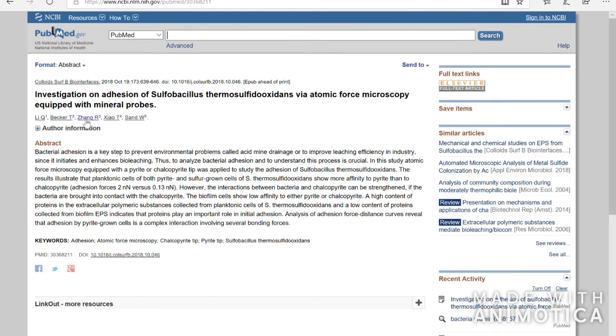So, investigation of adhesion. Adhesion means sticking to something, in this case this kind of bacteria. You don't need to know what it is exactly. It's just a certain kind of bacteria, studied via atomic force microscopy. So they investigated adhesion via this procedure, atomic force microscopy equipped with mineral probes. That is the procedure that they used, and I guess they'll talk about it in this paper.